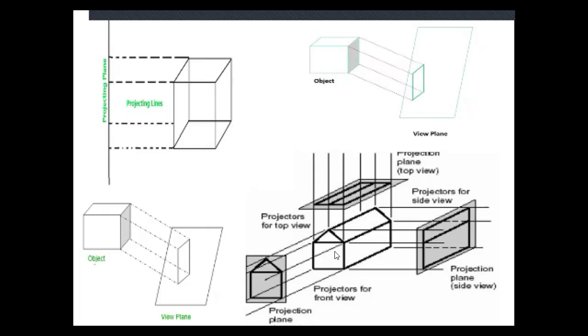Here you can see another 3D object. From the top view, you can see the image in the 2D plane as two continuous rectangles. From the front view, you can see an image like a triangle with a rectangle. Same from the side view, you can see two rectangles with different widths.